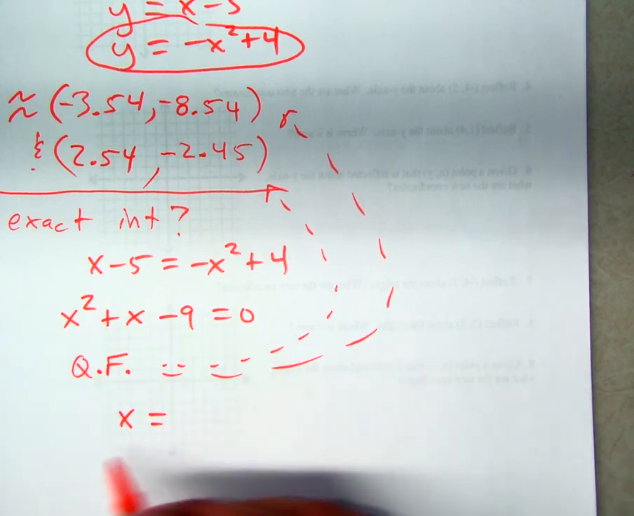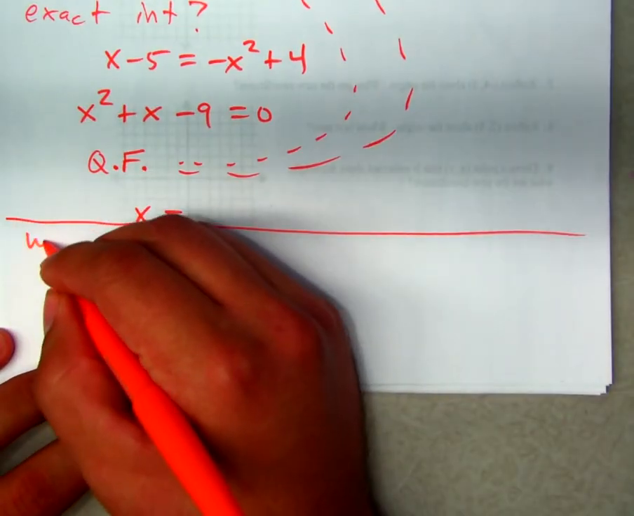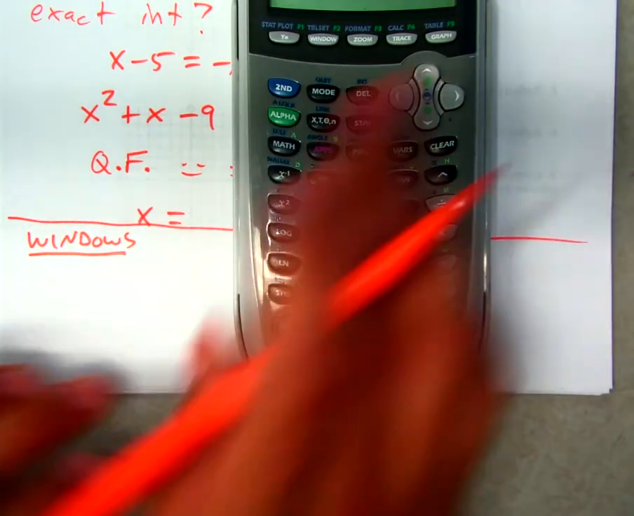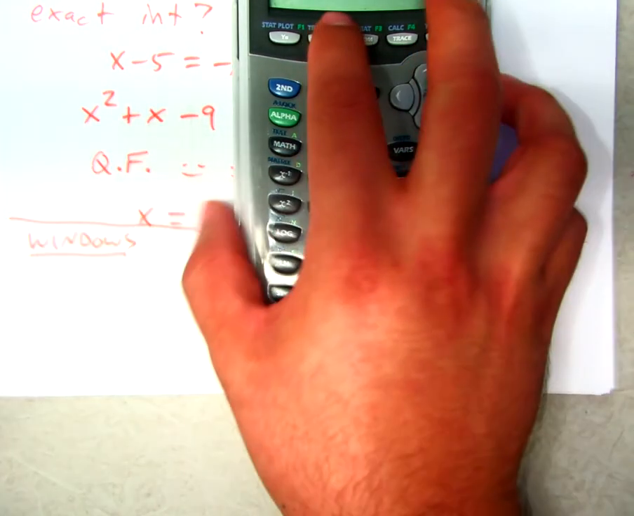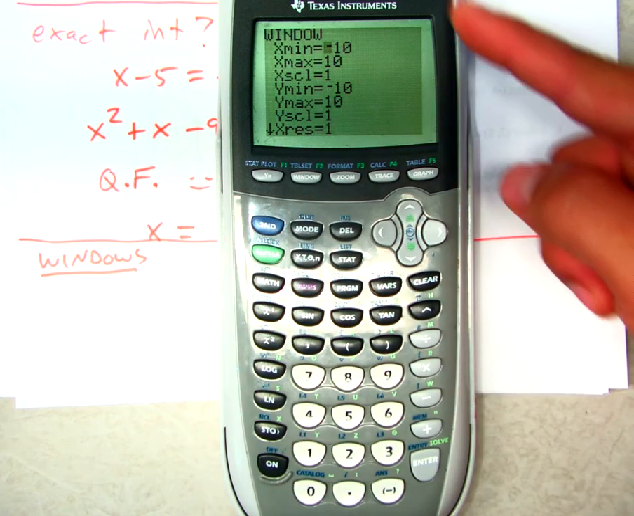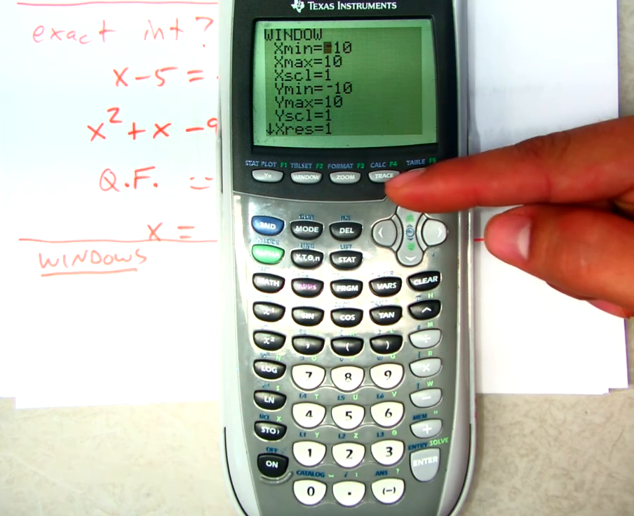Windows. Okay. So let's get familiar with the window option. If you press the window button, everybody has an X min, X max, X scale, Y min, Y max, Y scale. Okay?